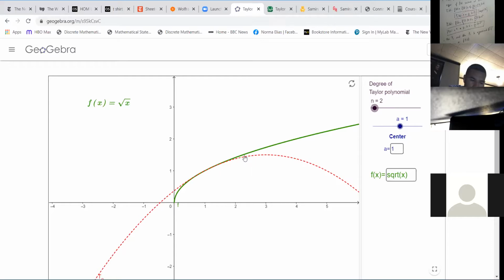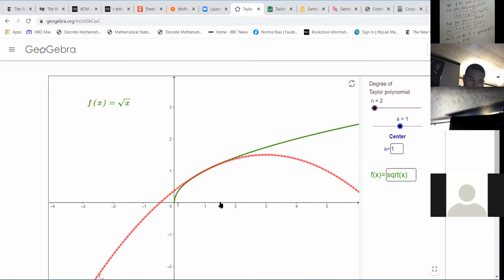It has the same tangent line, and it agrees with the function at 1. And at the same time, it has the same concavity. So that's really what characterizes this second degree Taylor polynomial. So I'm going to use the polynomial to approximate the value of the function.